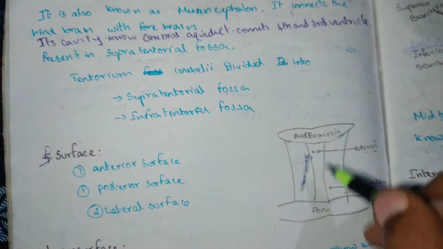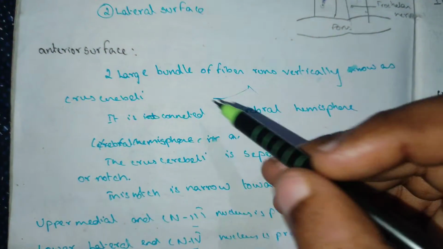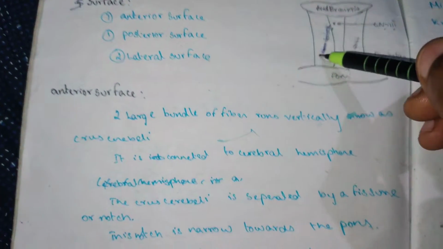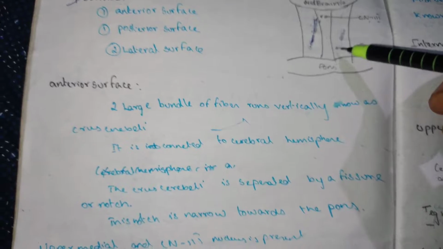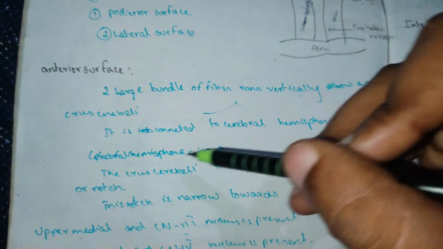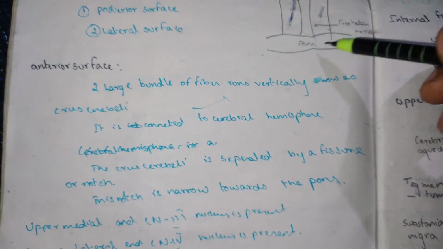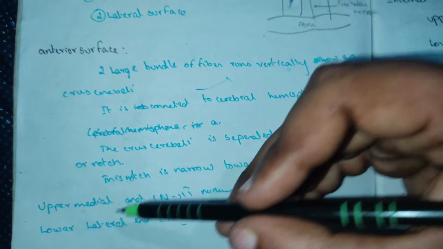We will see the anterior surface of the midbrain first. On the anterior surface, there are two large bundles of fibers running vertically, known as the crus cerebri. These connect to the cerebral hemisphere. The crus cerebri are separated by a fissure or a notch.